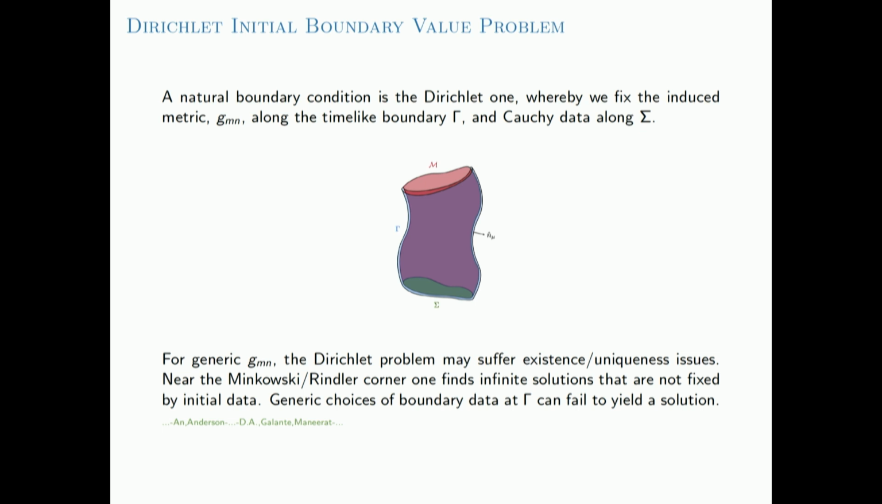Now, for generic choices of this data, it's not obvious that this setup immediately works, and it may in fact suffer from existence or uniqueness issues, unlike the case of Yang-Mills or the Klein-Gordon field. Particularly near Minkowski or Rindler corner, there could be infinite sets of solutions that are not fixed by the Dirichlet boundary conditions. And also generic choices of gamma, which are not very specially selected, may fail to yield a filling at all. Now, this doesn't affect the previous talk, I should emphasize, because their very specific data was chosen, which has been proven to be consistent, at least at the linearized level.